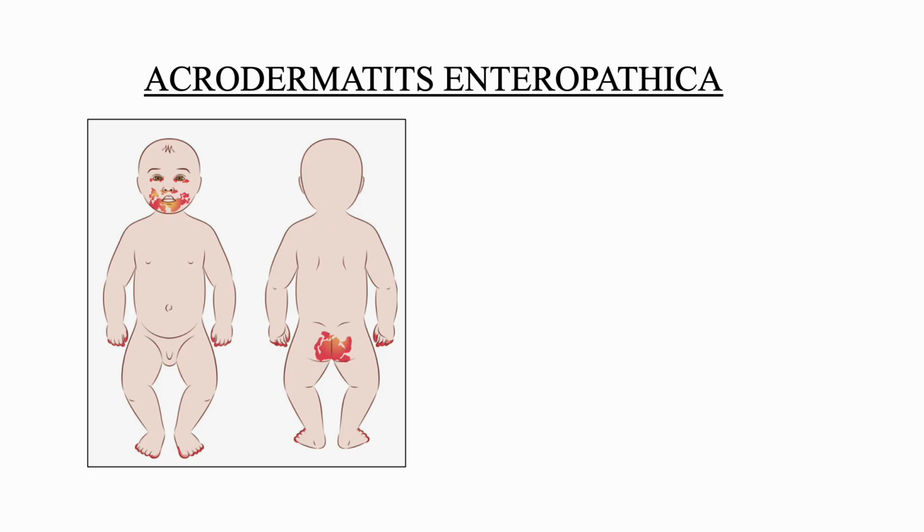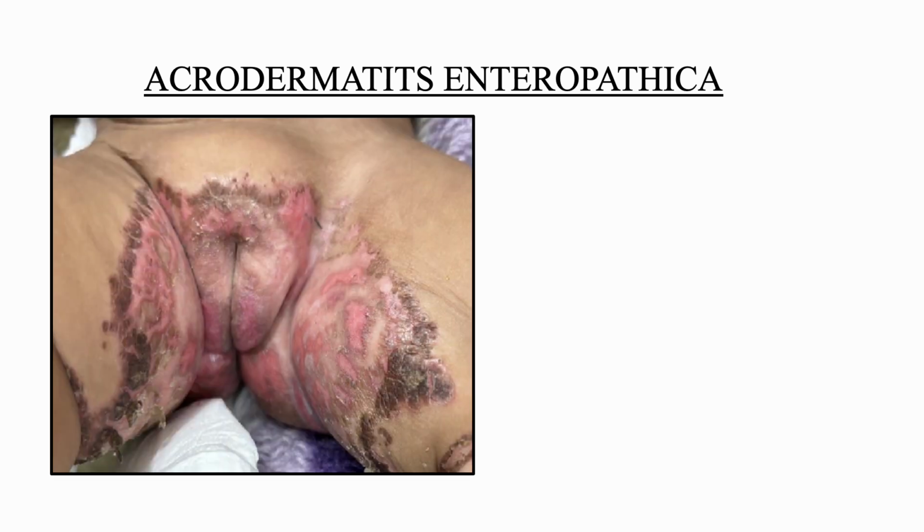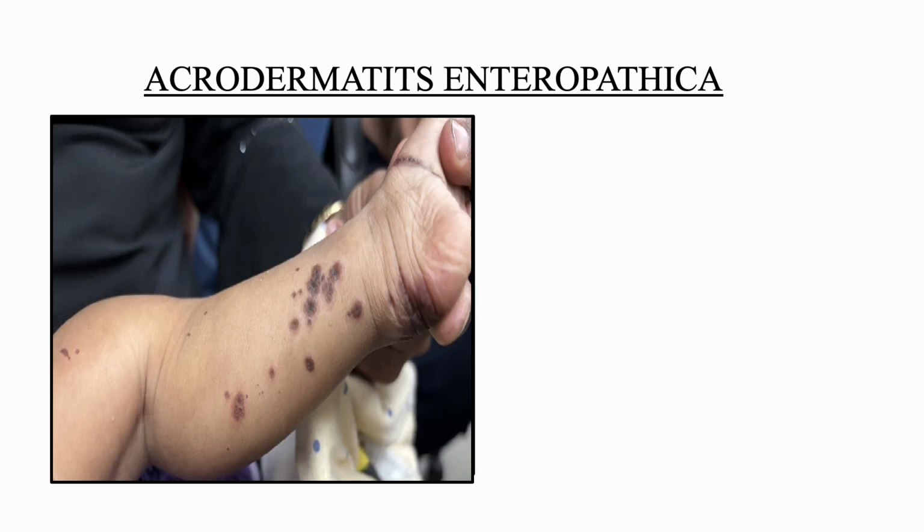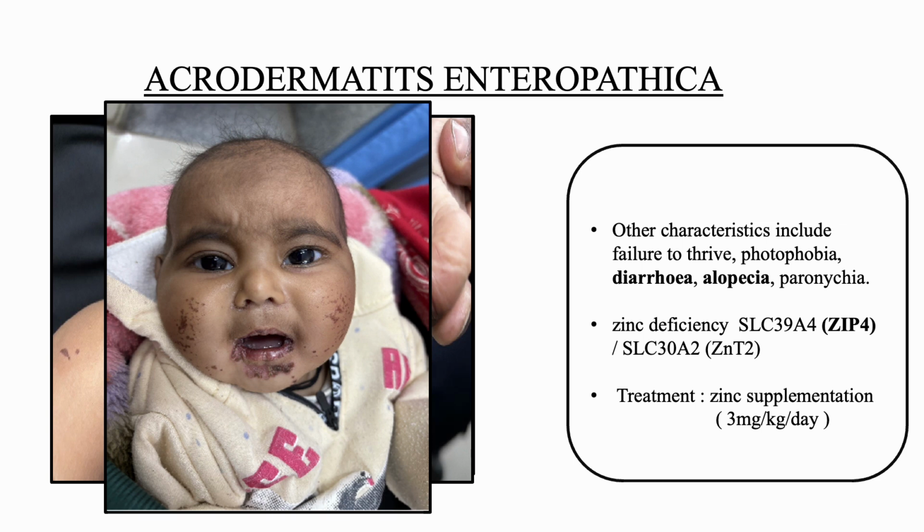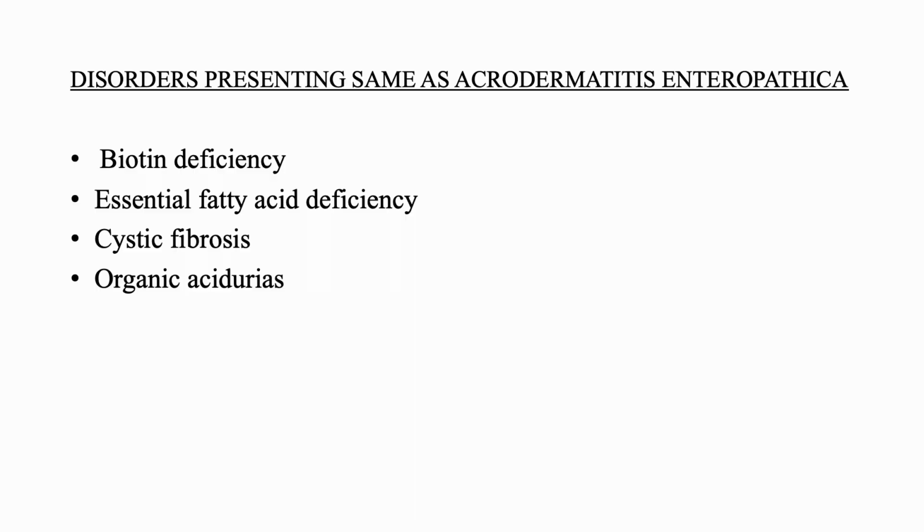Acrodermatitis enteropathica. In this we see a classical triad of diarrhea, alopecia, and periorificial acral vesiculobullous eczematoid eruption. The napkin area is involved, the acral area is involved, and the periorificial area is involved. Other characteristics include failure to thrive, photophobia, diarrhea, alopecia, and paronychia. It happens due to zinc deficiency from ZIP4 or ZNT2 mutation. Treatment is zinc supplementation at a dosage of 3 mg per kg per day.